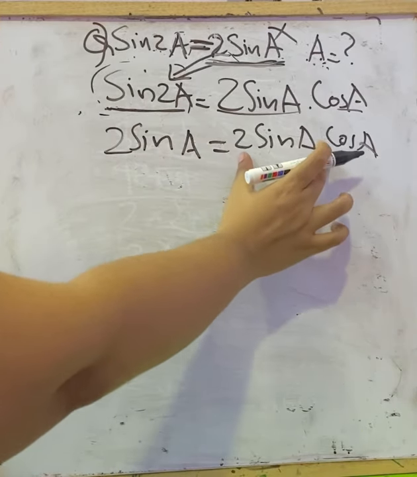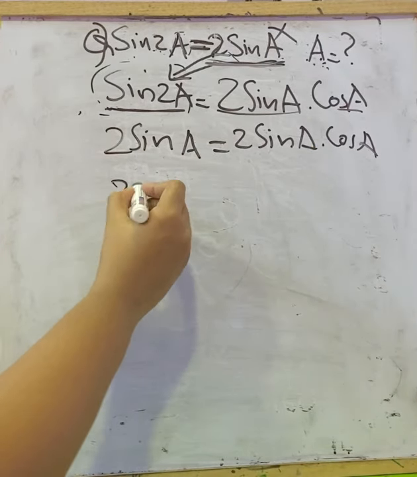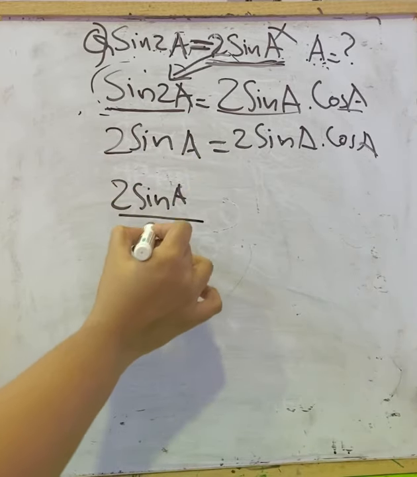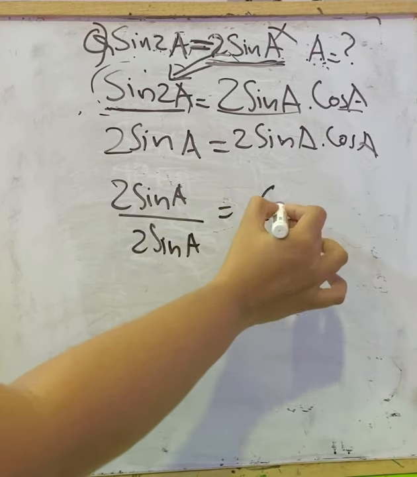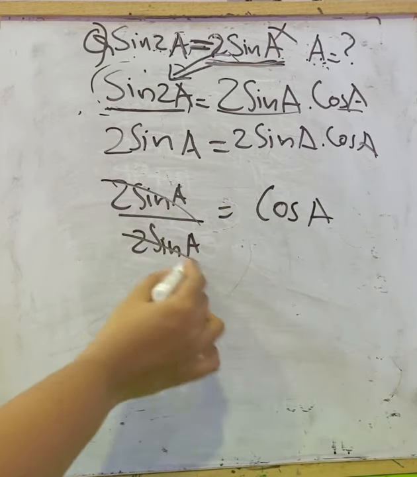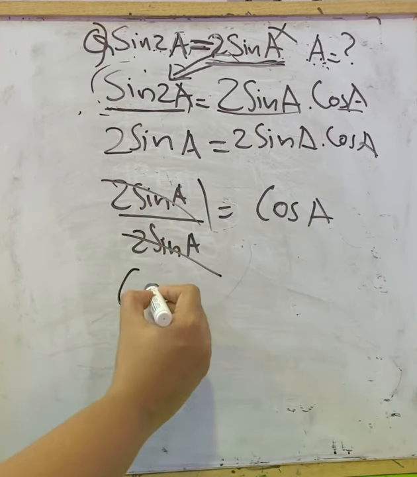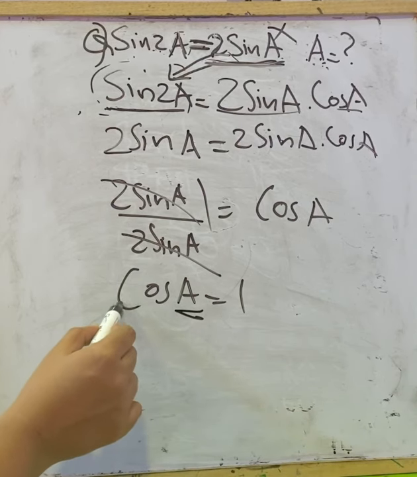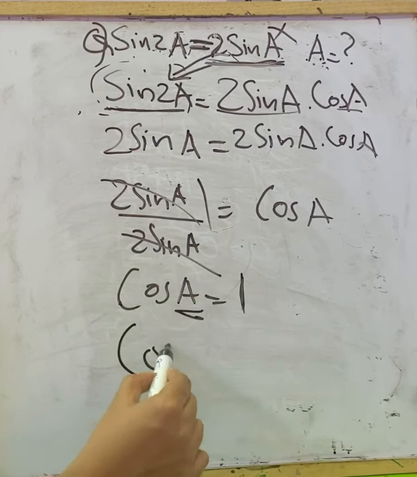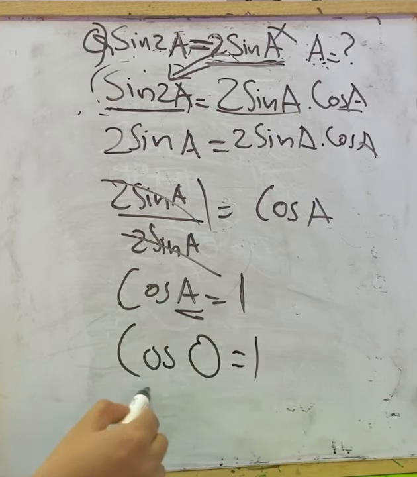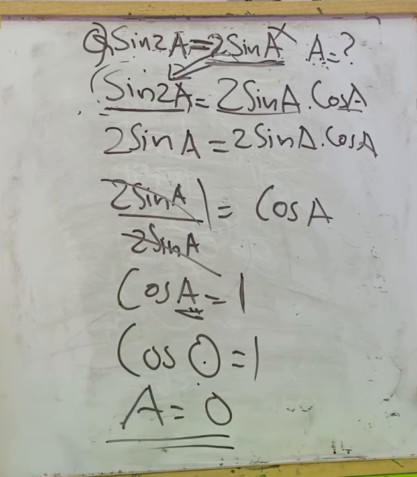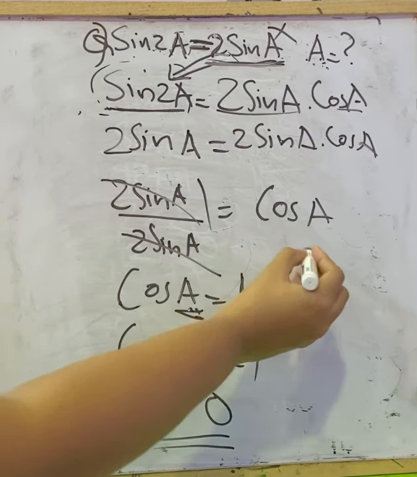Now we are taking this 2 sine a to this part. It goes to the denominator. So 2 sine a already in the LHS divided by this 2 sine a is equal to cos a here. 2 sine a and 2 sine a becomes 1. That is cos a equal to 1. And we know for what value of a for cos you will get 1. Actually cos 0 is 1. Now we got a is equal to 0. So this was the next method. The first option was 0. That is right, the answer is option A.